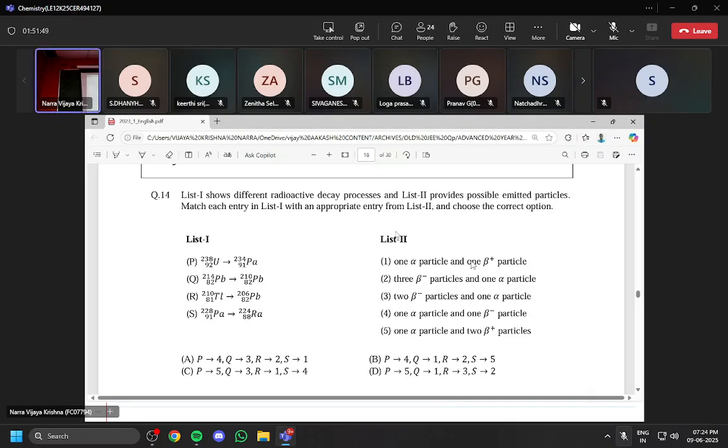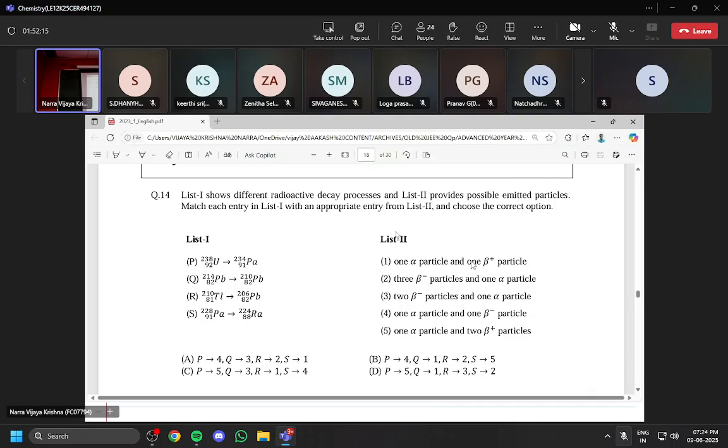Right, 238 converted to 234, man. How many alpha? 1. Atomic number 92 converted to 91. If it is 1 alpha, 92 should become 90, na? It became 91, increased. Means 1 beta. So answer must be 1 alpha, 1 beta. That beta must be beta minus. Beta means electron, na? So 1 alpha, 1 beta minus. Where is it? Fourth option.